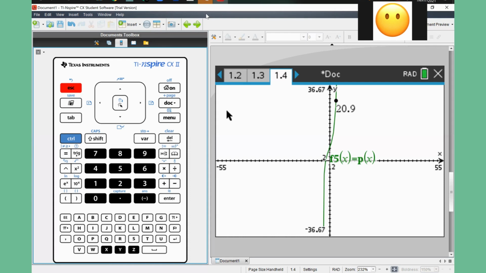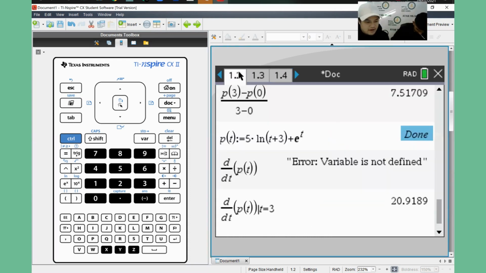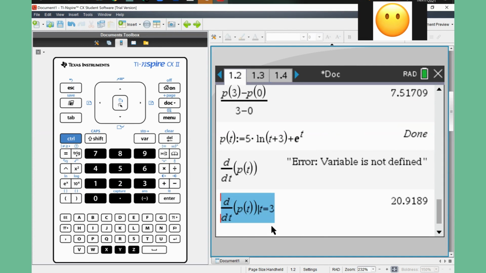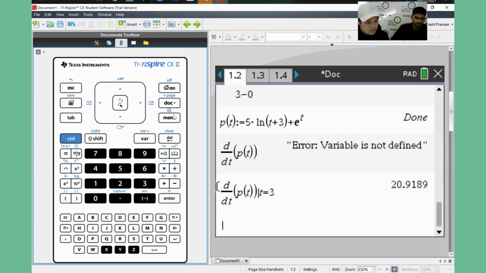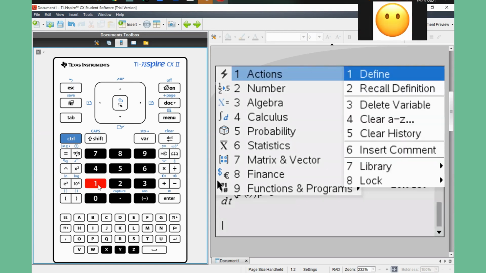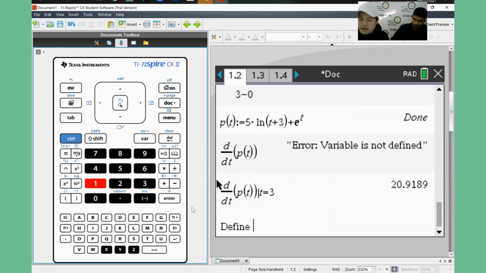I have a question. How do you define again? Two ways to define. One is menu 1-1. If I define a variable, like P(T), and I don't want that variable, either you overwrite or you can delete. So either menu 1-1, or you type fx with the control button next to the book. This is also define.